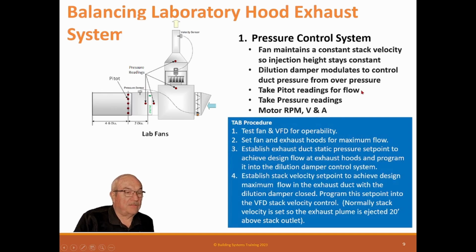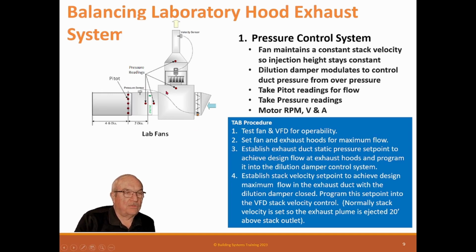So how do you balance them? They're not terribly difficult to figure out how to balance, but normally there's a lot involved because it's a very serious system. Test the fan and VFD to make sure it works and is ready to run. Set the fan and exhaust hoods for maximum flow. So we're going to go out here in the space and make sure the hood sashes are up and we're at maximum flow. Establish the exhaust duct static pressure set point to achieve design flow at the exhaust hoods and program it into the dilution damper control system.